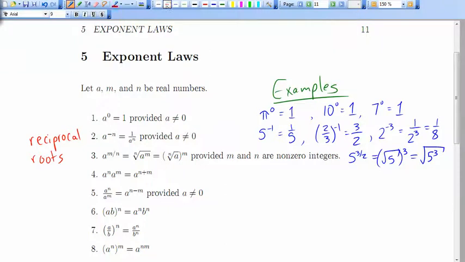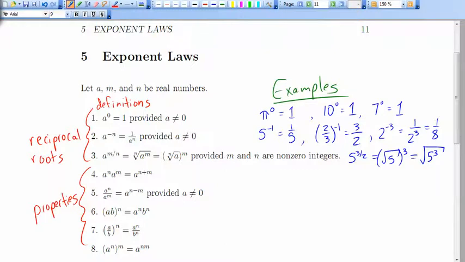Now these first 3 laws are really more just definitions. They just tell us how to handle a zero exponent, a negative exponent, or a fractional exponent. Now the other 5 laws are really properties. Okay, ways that we can simplify exponential expressions.